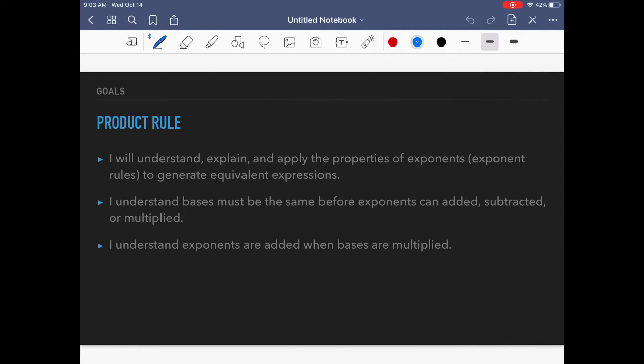Our goals for the product rule are that you will understand, explain, and apply the properties of exponents, or exponent rules, to generate equivalent expressions. You will understand bases must be the same before exponents can be added, subtracted, or multiplied, and you will understand exponents are added when bases are multiplied.